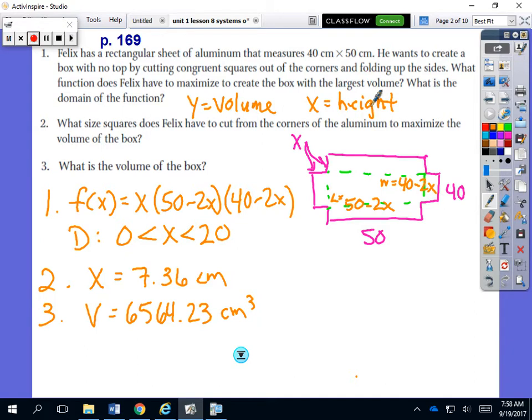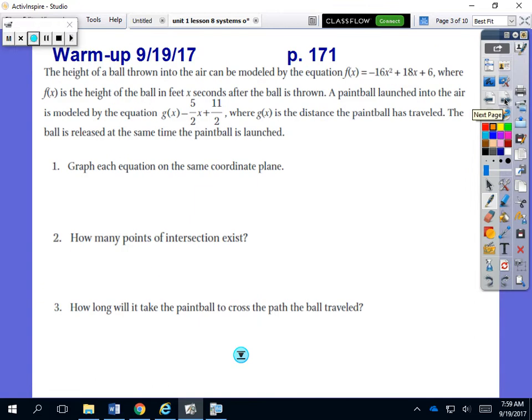We'll do one more of these tomorrow so that you're ready to do this on the test next week. Okay, starting today's work, you're going to go to page 171 in your book and try this warm-up.